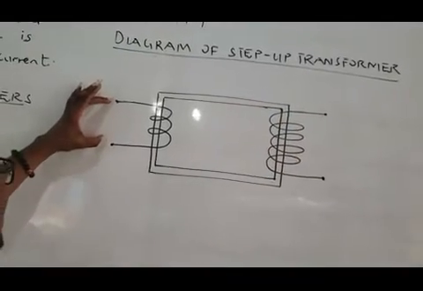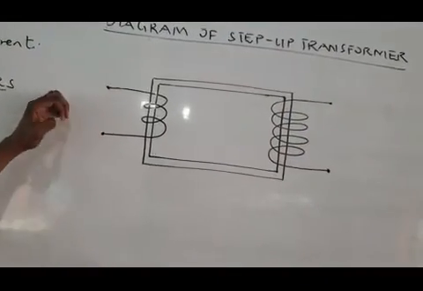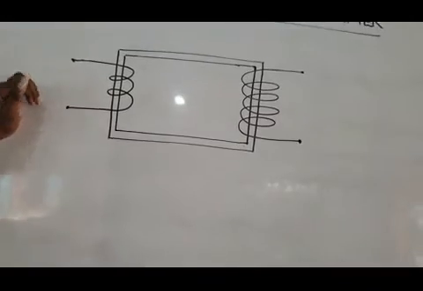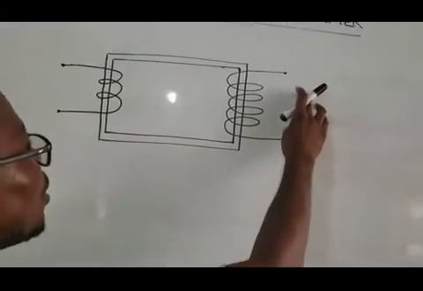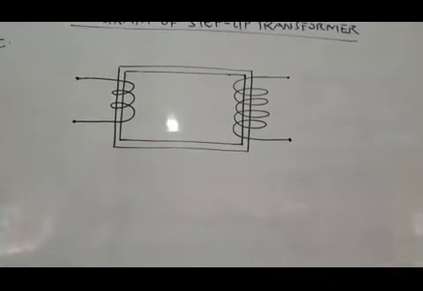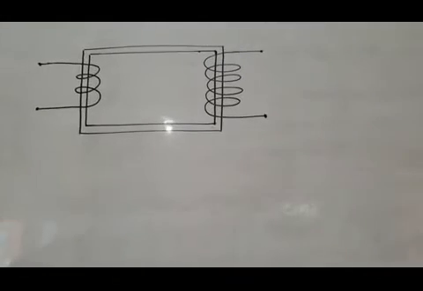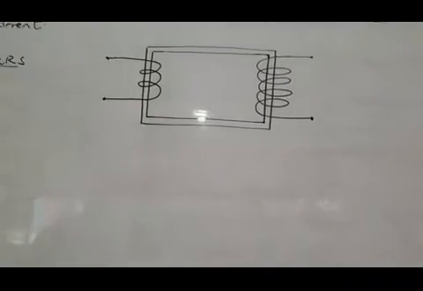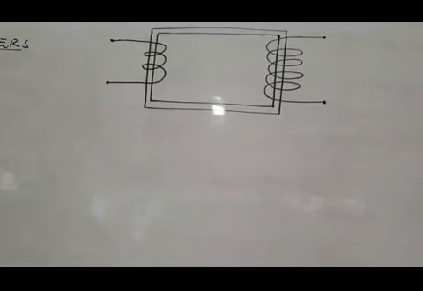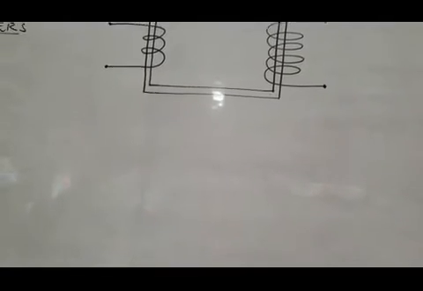We have the primary voltage, or what we call the input voltage. And then we have the secondary voltage, or what we call the output voltage. Okay, so this is a simplified diagram of a step-up transformer.